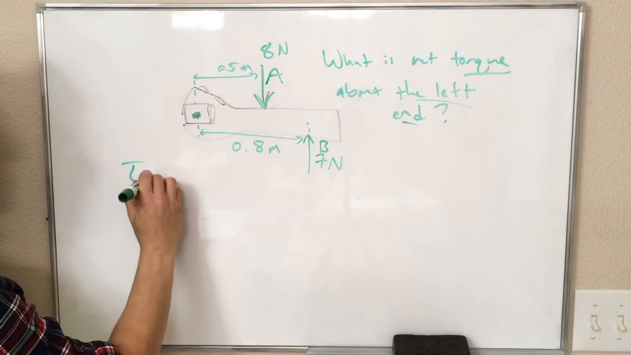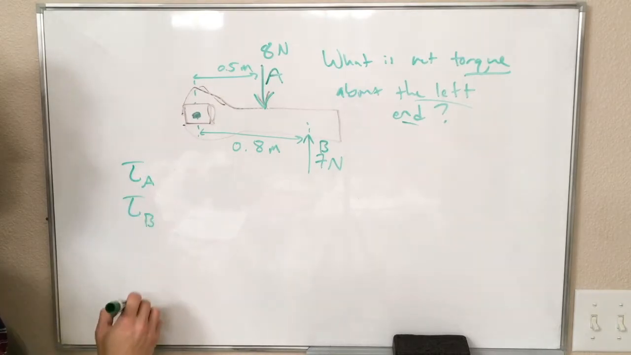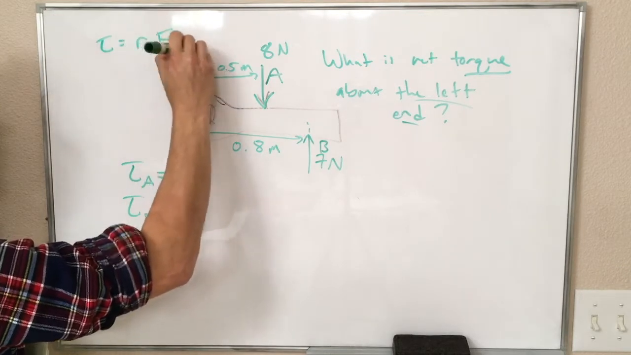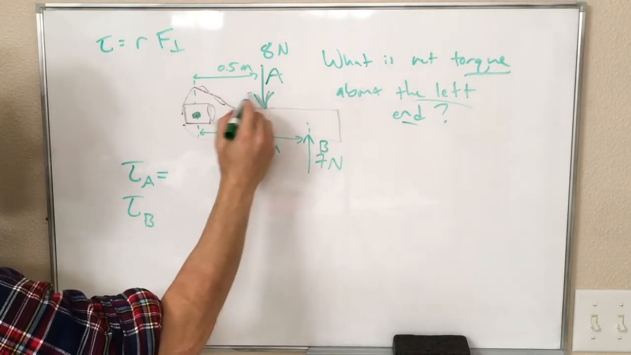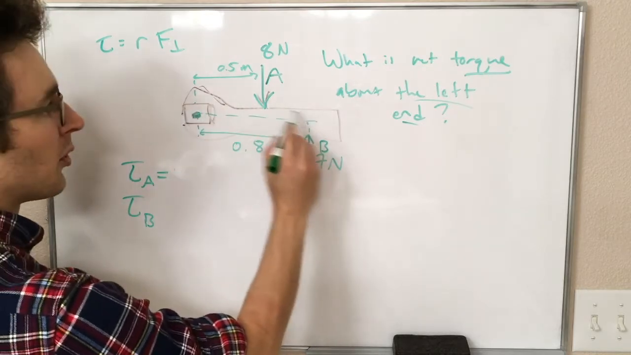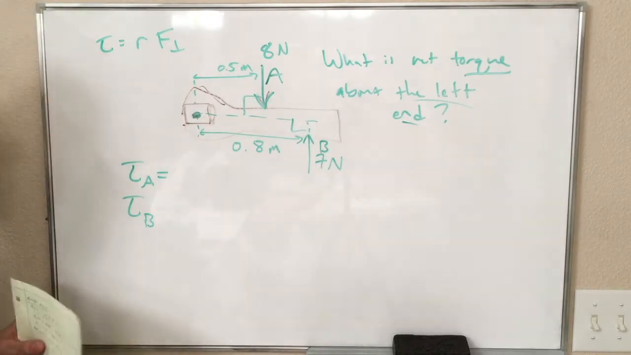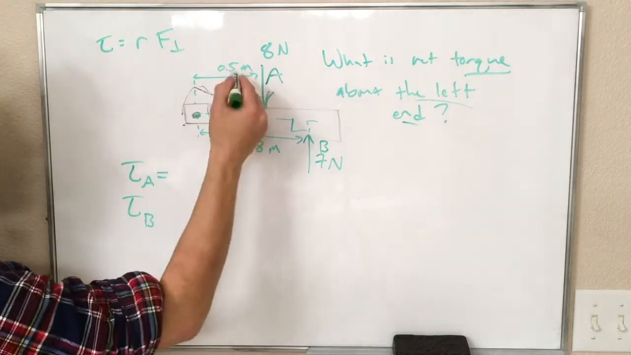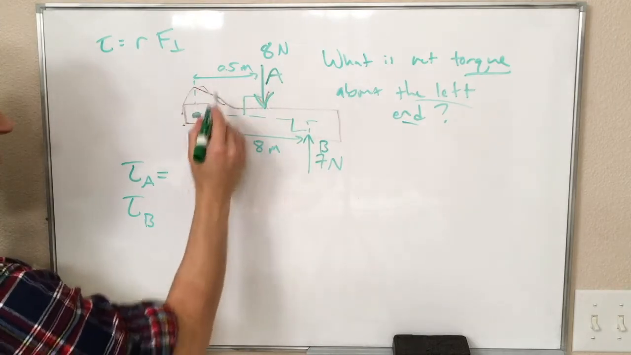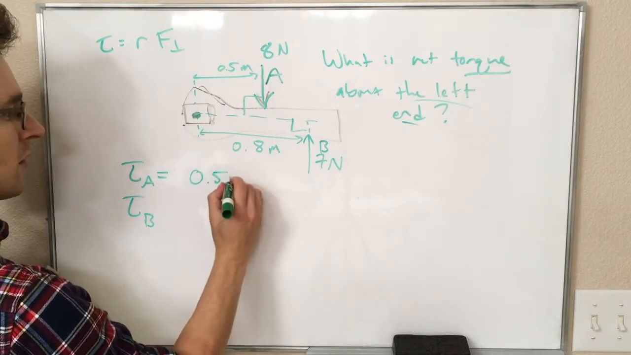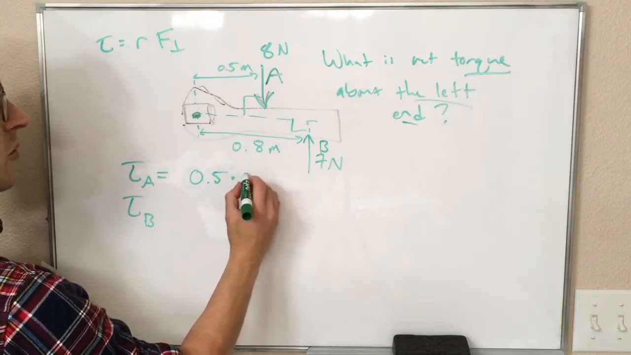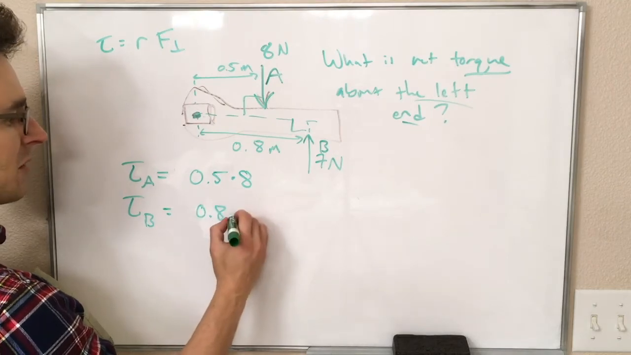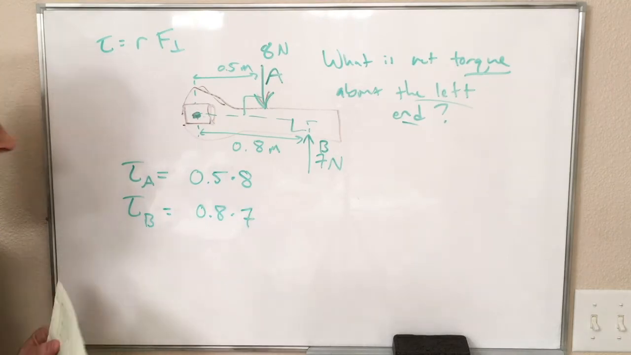So we have two torques, torque A and torque B. Each of these torques is R F perpendicular. Both of these forces A and B are perpendicular to the wrench, so we don't have to find any force components. Both of our F's are F perpendicular. And the R's we're given, right? So torque A is at a distance of 0.5 meters away, and it is a force of 8 newtons. Torque B is a distance of 0.8 meters away, and it is a force of 7 newtons.